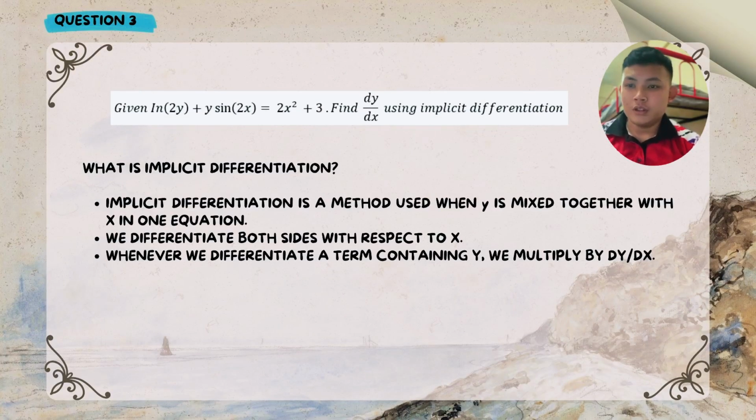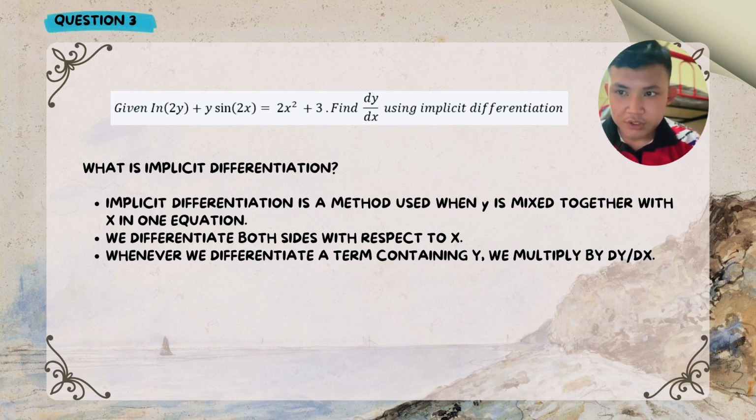Okay, now today we will learn implicit differentiation. Question 3. Given 2y plus y sin 2x equal to 2x to the power of 2 plus 3. Find dy over dx using implicit differentiation.